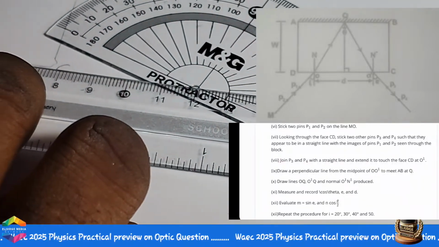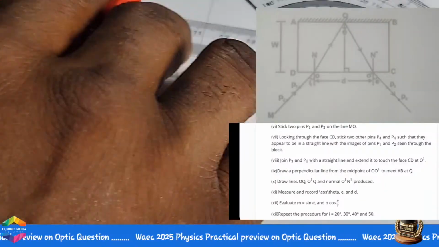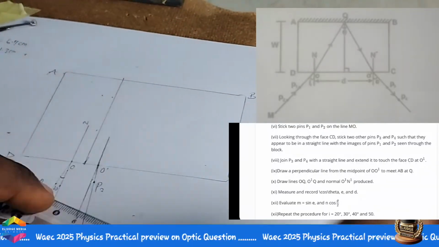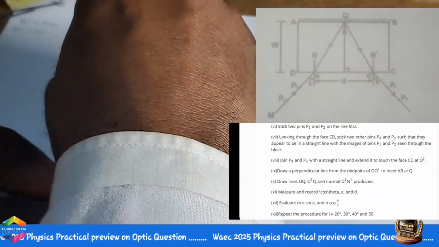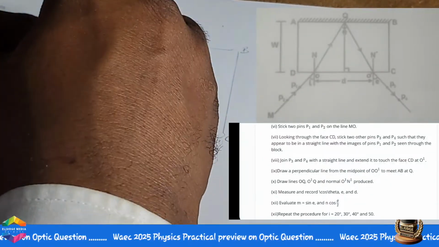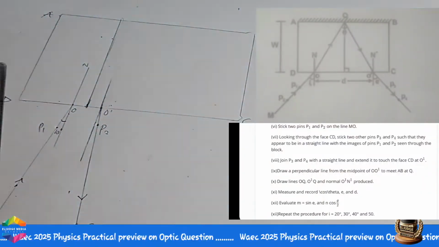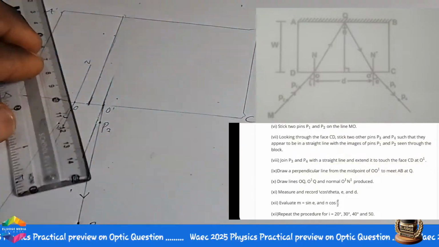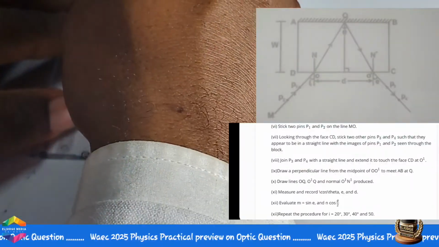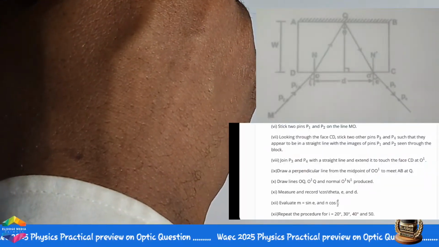This is 0.65, 0.65. Okay, so now from here you join this line to this line, then you join this line to this line.